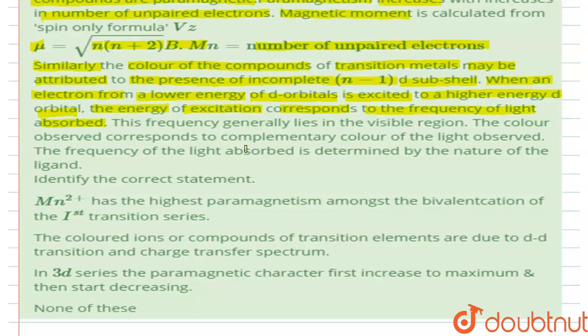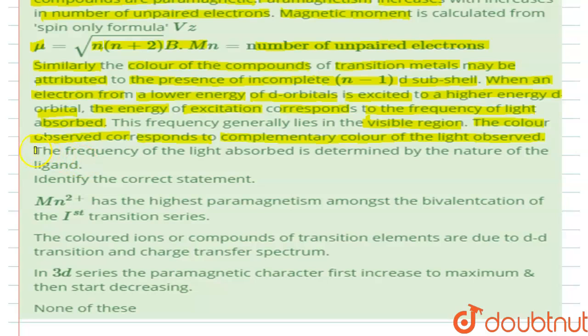called Eg, right? Now that particular electron that is unpaired sometimes takes energy from visible radiation and gets itself promoted and excited to a higher energy level that is Eg. After some time it returns, emitting or radiating that energy, right, which falls in the visible region, right? Now the color observed corresponds to the complementary color of the light that is absorbed.